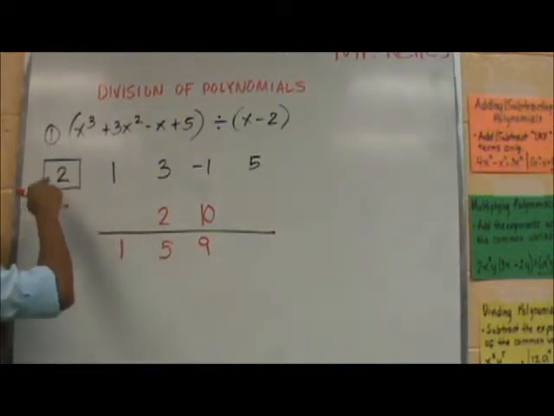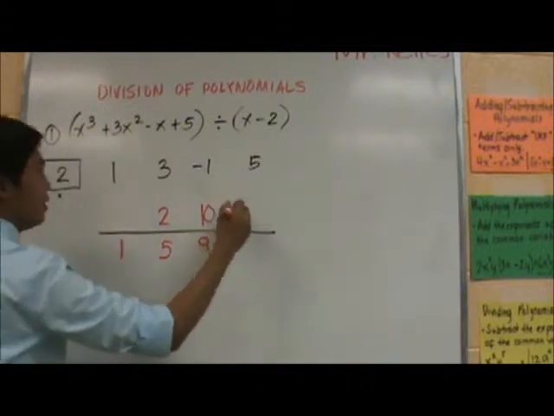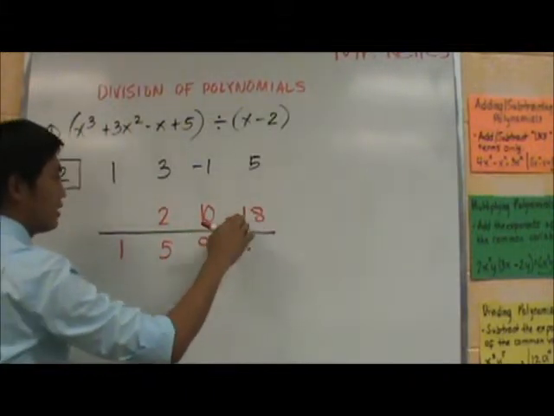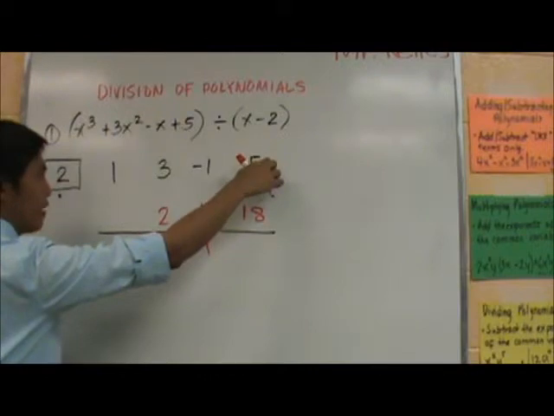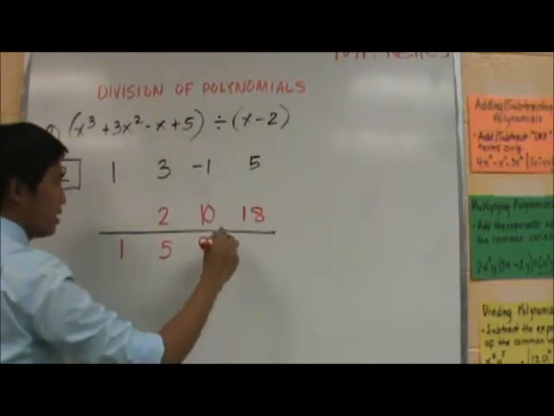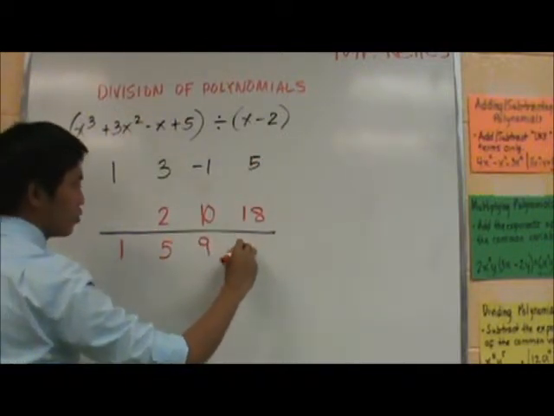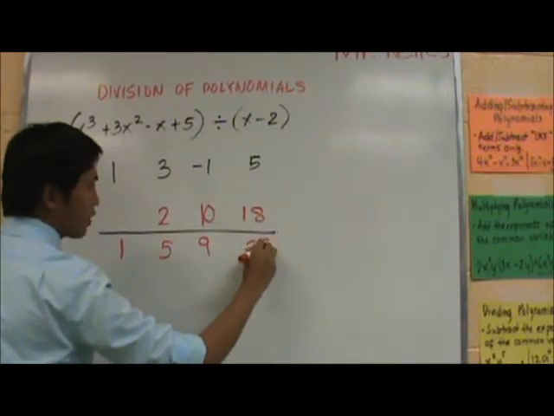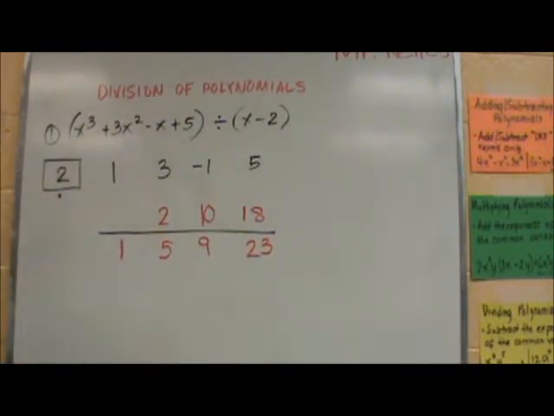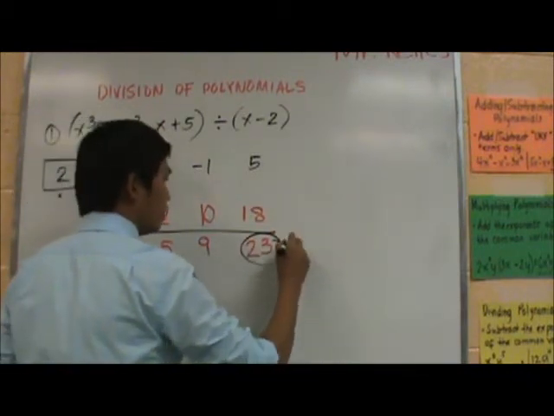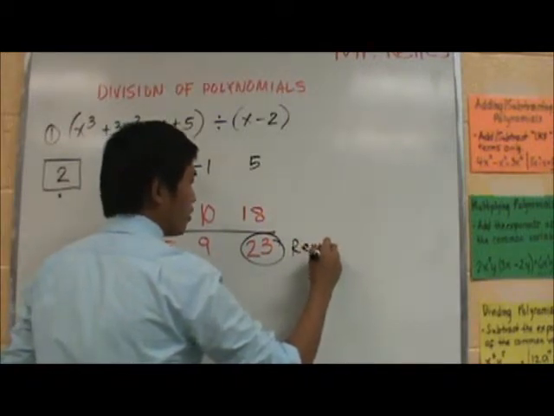9 times 2 gives you 18. Again, 18 is positive, so 5 plus 18 is 23. Now, in synthetic division, the last number here will always be your remainder.